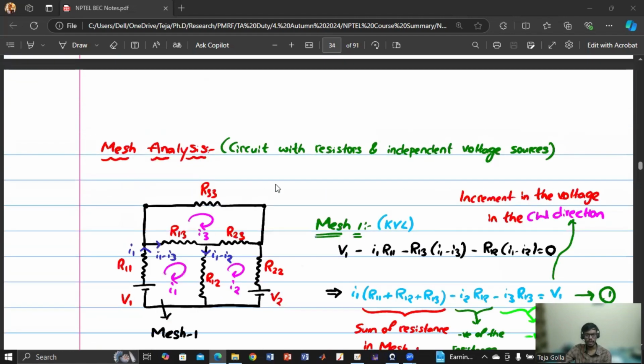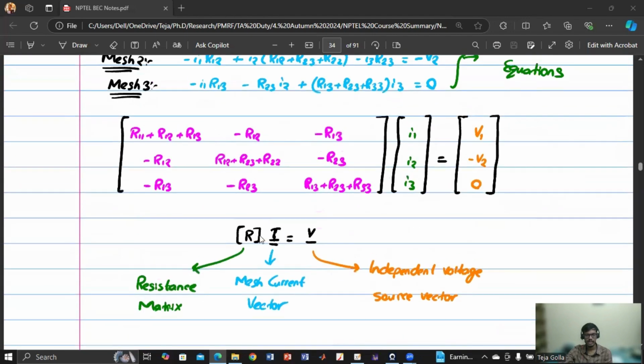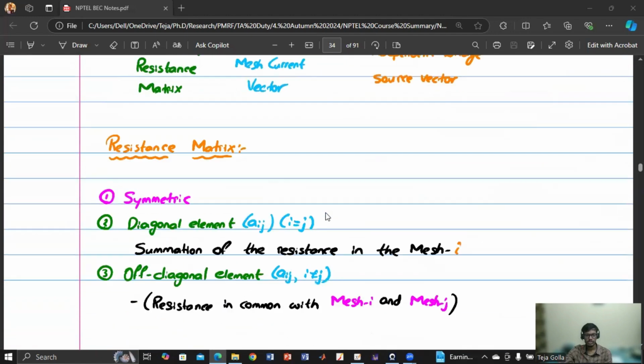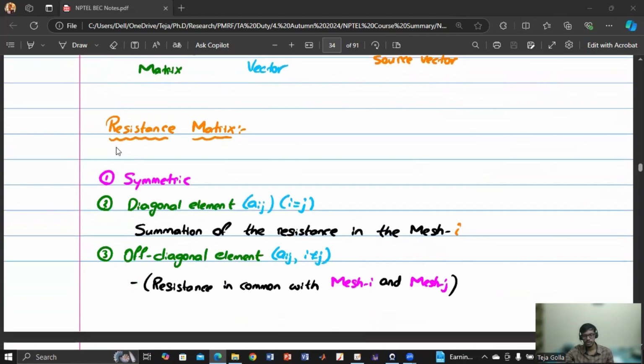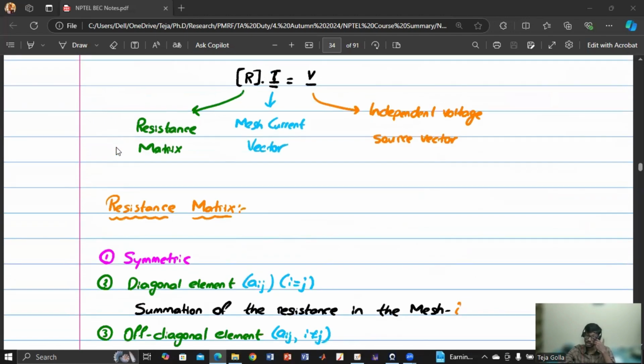For nodal analysis, it is easier to get the equations for a circuit with resistors and independent current sources. Likewise, the easiest circuit to apply mesh analysis is a circuit with resistors and independent voltage sources. Here also we'll get a matrix called the resistance matrix, and we'll get R into I equals V, where V is the independent voltage source vector. So how to get the resistance matrix? First of all, it is symmetric if there are no dependent sources, but if there are dependent sources in the circuit, then it will become asymmetric.